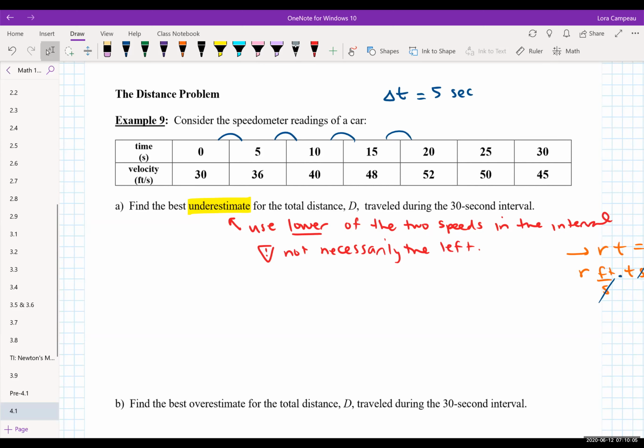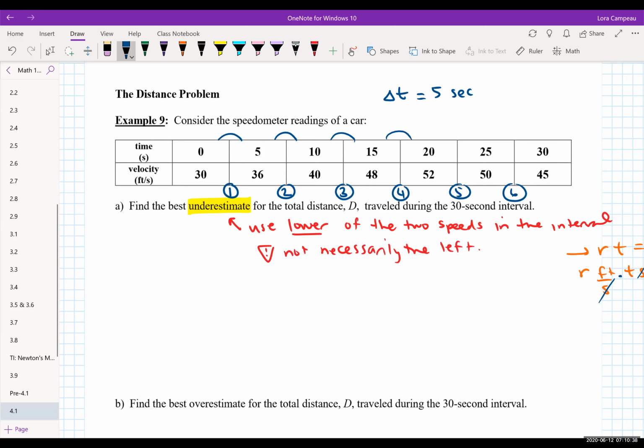So let's mark these intervals just so that we see this. We're looking at the time interval between 0 and 5. That's the first interval. The time between 5 and 10 seconds, second. 10 and 15 seconds, 15 and 20 seconds, 20 and 25 seconds, and 25 and 30 seconds. So there are 6 subintervals.